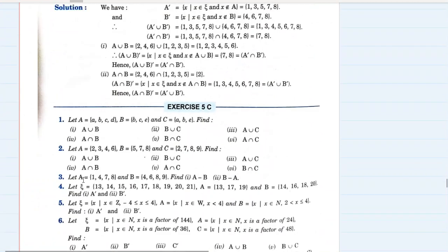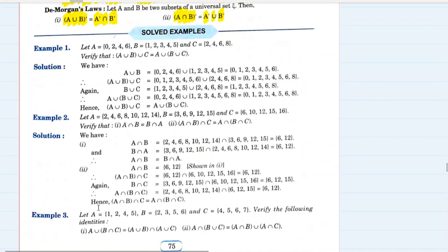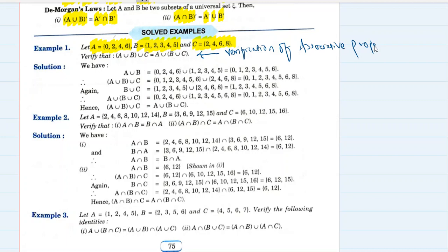We'll just have a look at a few of them to understand what we have studied in union and intersection. Let set A be 0, 2, 4, 6, set B be 1, 2, 3, 4, 5, and set C be 2, 4, 6, 8. You have to verify that A union B union C is equal to A union B union C. That means you have to verify the associative law. So this is the verification of the associative property of union.